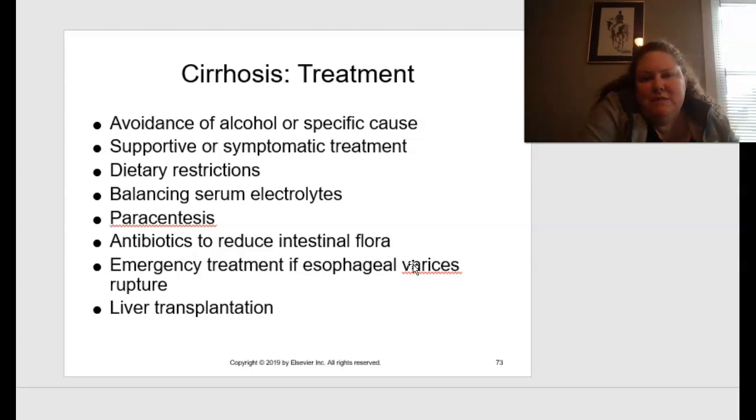So how do we treat cirrhosis? Well, we're going to avoid alcohol or a specific cause. You can also have supportive or symptomatic treatment. You can have dietary restrictions. You want to try to balance those serum electrolytes. You can have paracenteses. You can have antibiotics to reduce the intestinal flora. There is emergency treatment if esophageal varices rupture, and you can also potentially lead to a liver transplant.